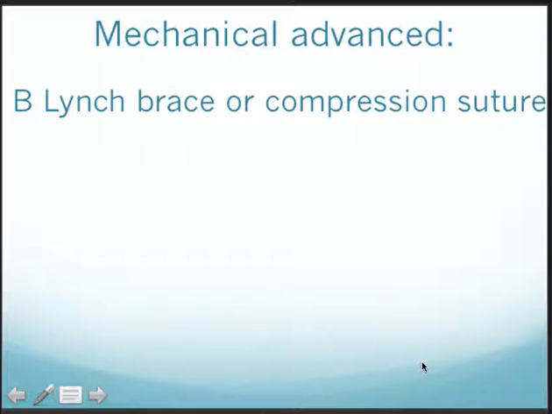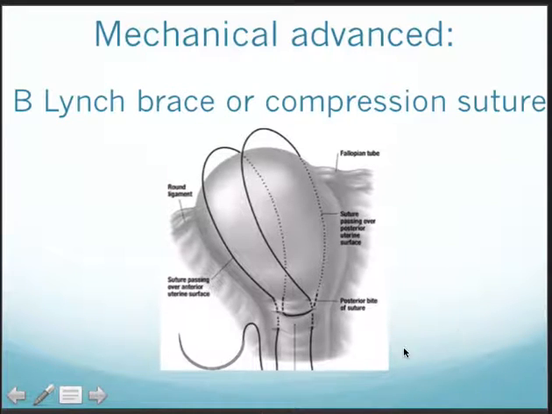The so-called B-Lynch, it's Bernard Lynch, the doctor who invented this, brace or compression sutures. Here's a diagram to explain this. It's obvious that this lady had a lower uterine segment cesarean section, and you can see here how the sutures are placed across the fundus of the uterus.